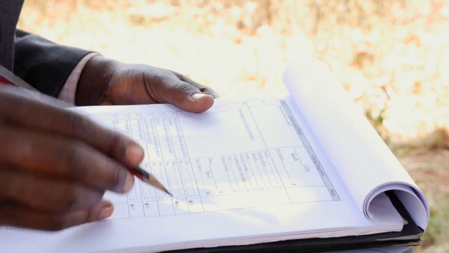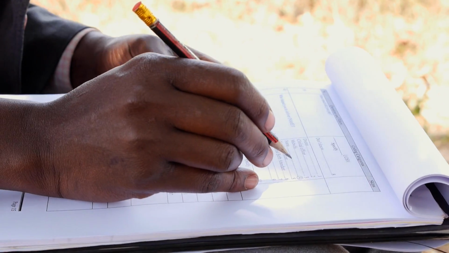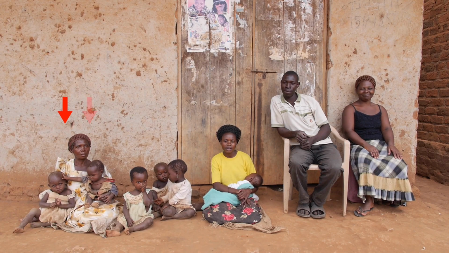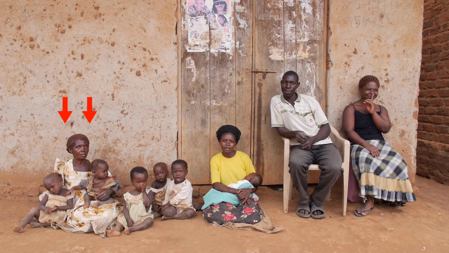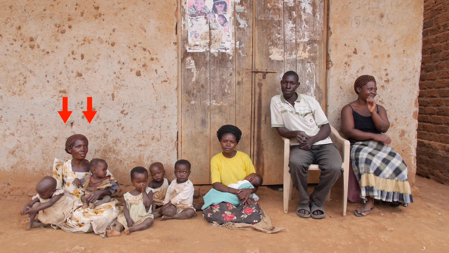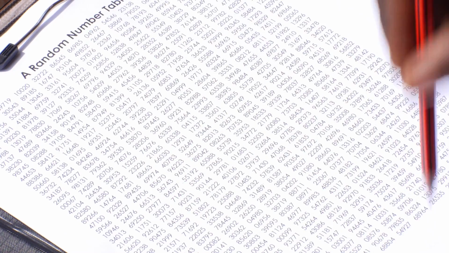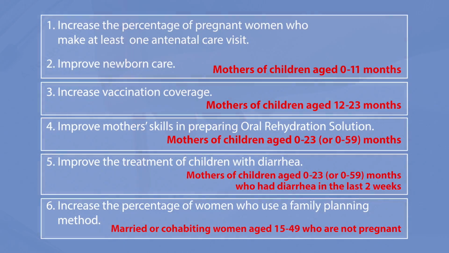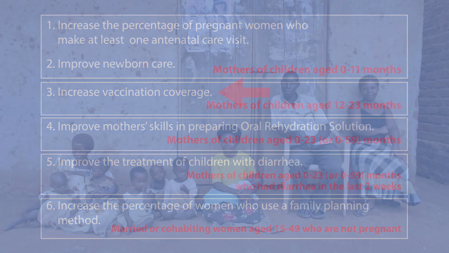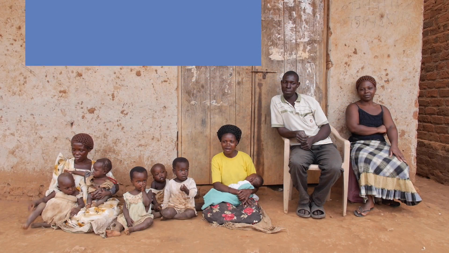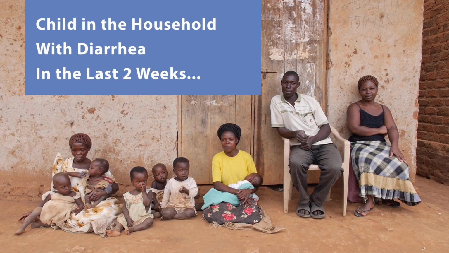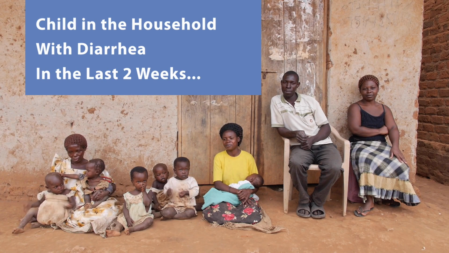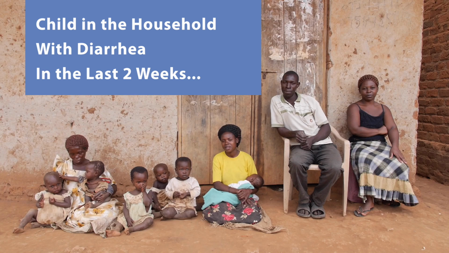For the same reasons, we prefer you not to interview one woman for more than one of the questionnaires. If a woman fits the description for more than one of the questionnaires, then select randomly which one of those questionnaires you should use. There is an exception to this rule. If there is a child in the household who has had diarrhea in the last 2 weeks, then it is important that we collect this information.